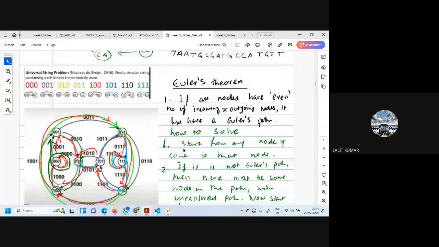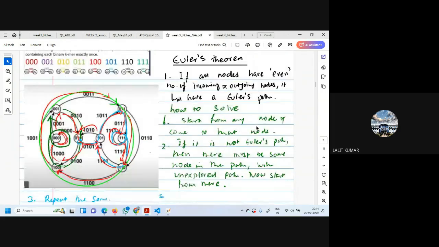Yes. Okay, so this is the Euler theorem, which I had covered, that if all the nodes have an even number of incoming and outgoing edges, it will have an Euler's path. And how to solve the Euler's path? We do it recursively. So we start from any node and we come back to that node.